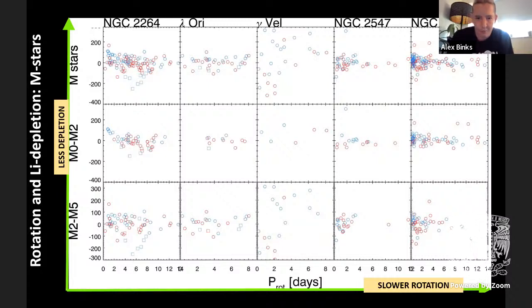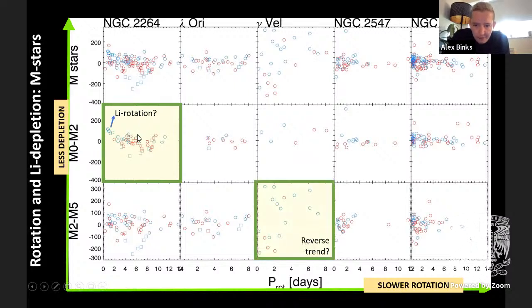What about the M-type stars? This hasn't really been studied in that much detail. The answer is, well, we see hints perhaps of a lithium rotation connection at very young ages, which is surprising because we didn't expect lithium to have undergone any depletion. And yet it looks like amongst the very fast rotators in the early M stars, there may be a lithium rotation connection. We might even see something very strange in Gamma Vel, where the trend is reversed, where actually it might be that the slower rotators are the ones that have more lithium. So that goes against the idea of what's going on in the K stars.